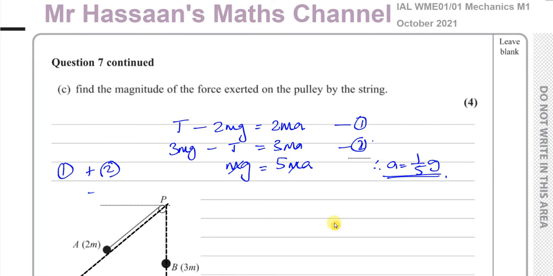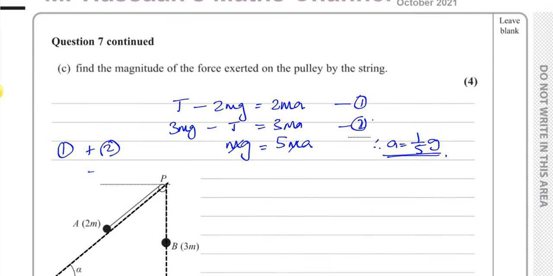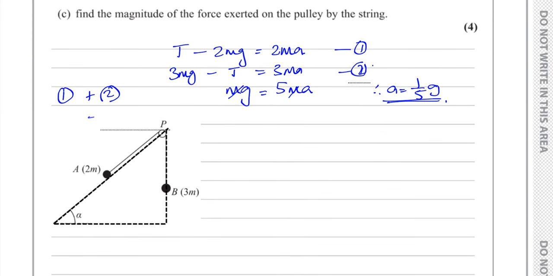Okay, now for question number 7C. It says find the magnitude of the force exerted on the pulley by the string. So we found the acceleration of the system, and now we need to find the magnitude of the force exerted on the pulley by the string.